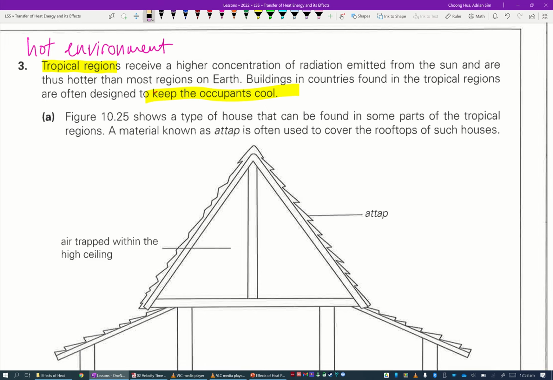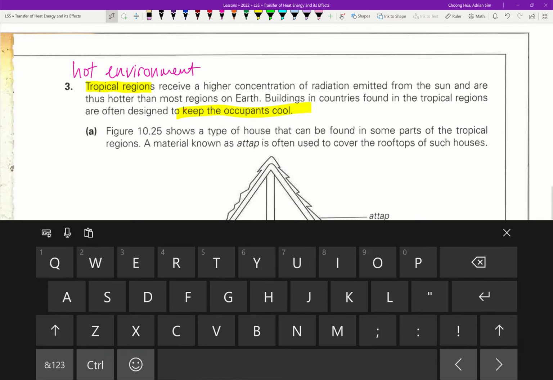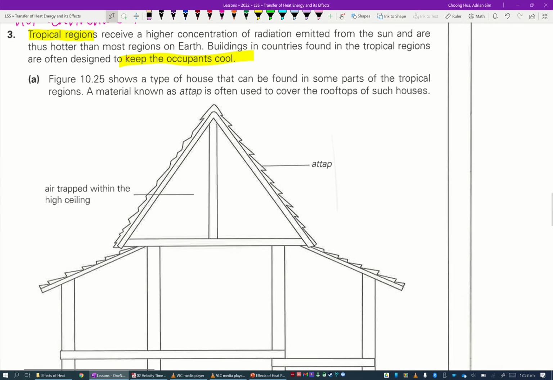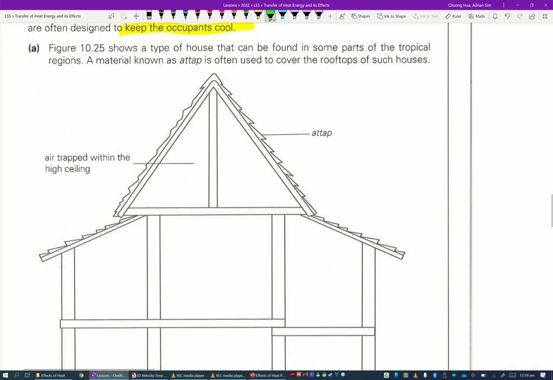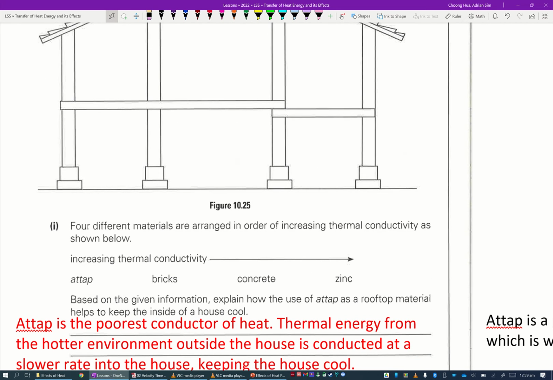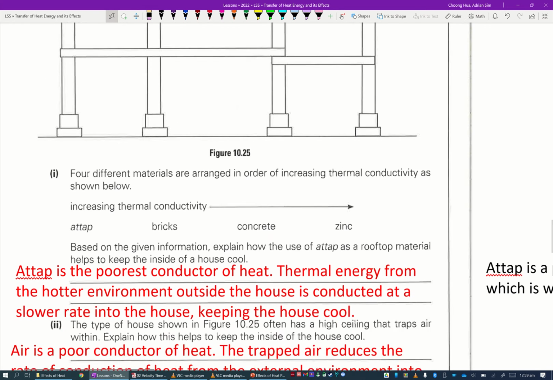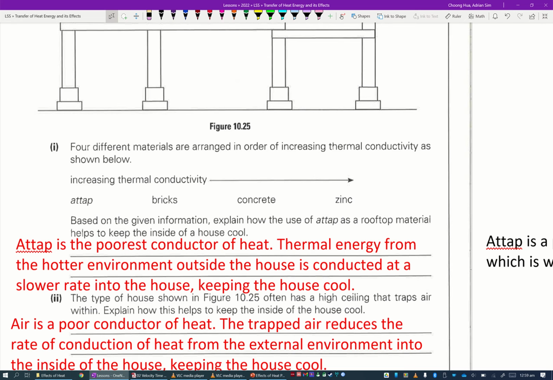So figure 10.25 shows a type of house that can be found in some parts of the tropical regions. A material known as Attap is used to cover the rooftop of such houses. Now note, at the beginning of the question, you are given that it receives a higher concentration of radiation emitted from the sun. Okay, so it may have given you the idea that radiation plays a big part here. But what it's trying to tell you is that the rooftop is heated by radiation, which could have led to problems in part 1.